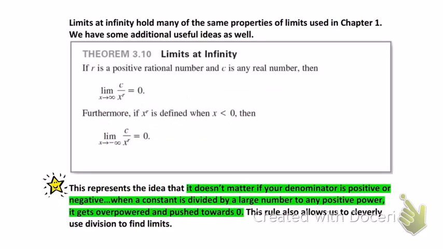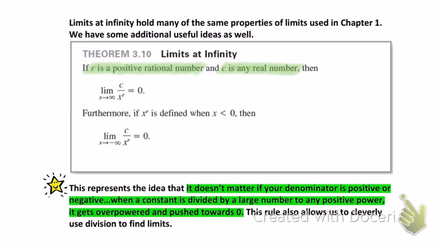So we're holding on to all the material that we learned about limits. We're just adding to it. So this theorem, 3.10, is talking about limits at infinity. First of all, r, the exponent in the denominators here, has to be a positive rational number. C, on the other hand, is any real number, positive, negative, whatever. Look at the first part. It says no matter what C is, as the denominator is getting bigger and bigger, in other words, x is approaching infinity, this whole fraction's limit is 0.